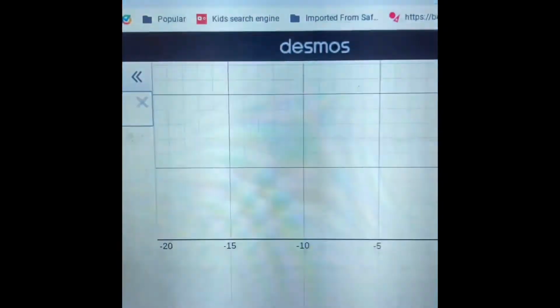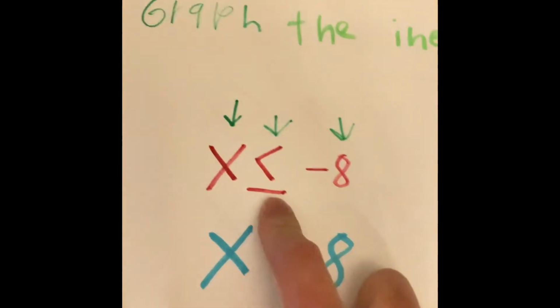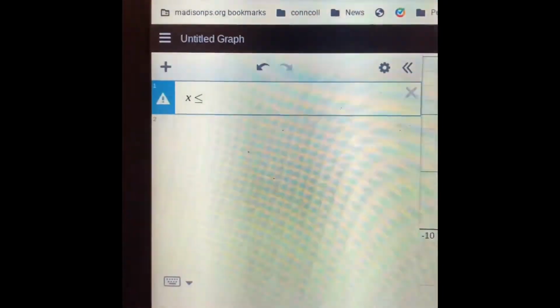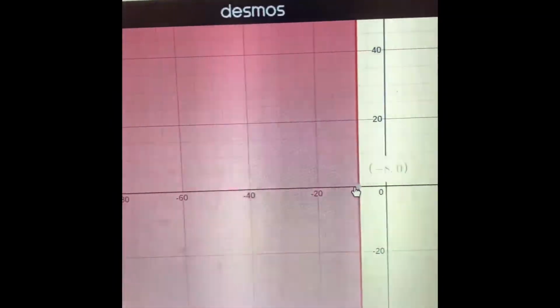Oh, and yes, we're going to be using Desmos for this. On the graph, the first inequality was x has to be less than or equal to -8. So we're going to put that right over here. We write x is less than or equal to -8. When we do that, we get a shaded area that includes the number -8. When we zoom out, that means anything that is less than or equal to -8 will be an answer for this inequality.